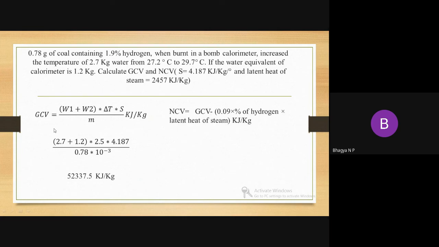And from this, we can calculate NCV value. Since all the data is directly given, what we have to do is substitute the values and do the calculation. So finally, we are going to get NCV as 51,917.35 kilojoule per kg. So this is the answer for this problem.